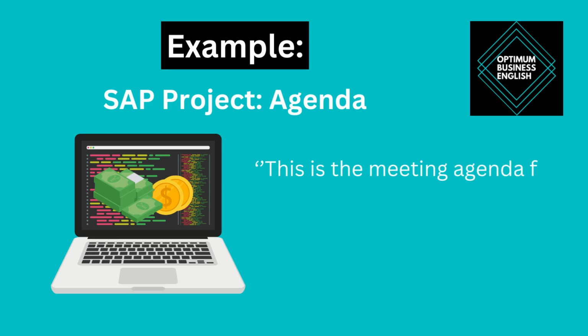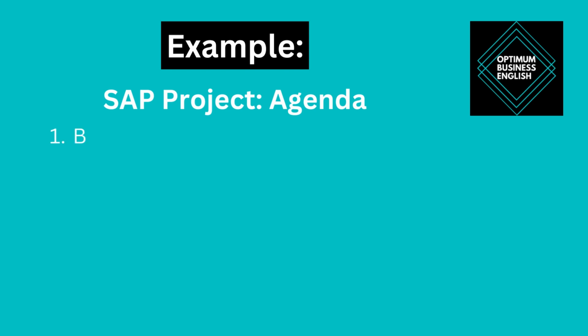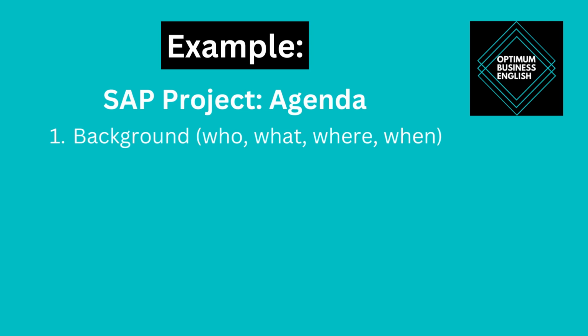Let us now take a look at an example of a meeting agenda from an actual business session. This is a meeting agenda for rolling out a new finance software system. It starts with, what is the background of the project so far, answering the questions of who is involved, what it is all about, what has been done so far, where it is, so what region is involved in it, or what department, or even which country of the company is involved in it, and when it is due to go live.